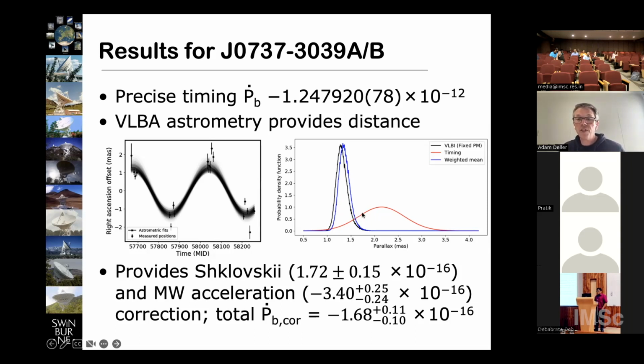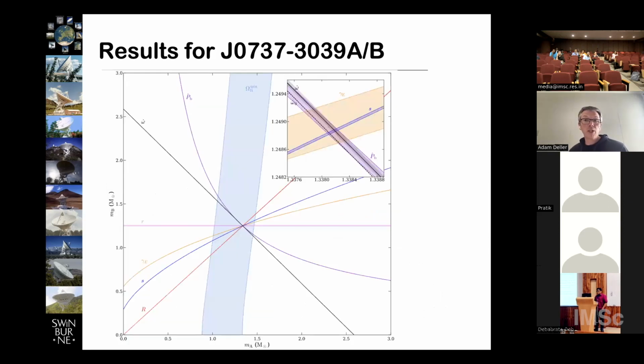We actually combined the fitted value from pulsar timing with the fitted value from VLBI. It was a slightly, I would say, perhaps suboptimal way of doing it, but it grew out of the long heritage of data reduction for this project. Anyway, we've got a joint distance from that. And from that distance, we can calculate the Shklovsky term, which depends on distance and transverse velocity. And we can calculate the Milky Way acceleration. So those are those two terms here. And then we get a total correction value, which can be subtracted off from the observed PB dot to give a PB dot due to gravitational wave emission. And you can use that then to go and test GR.